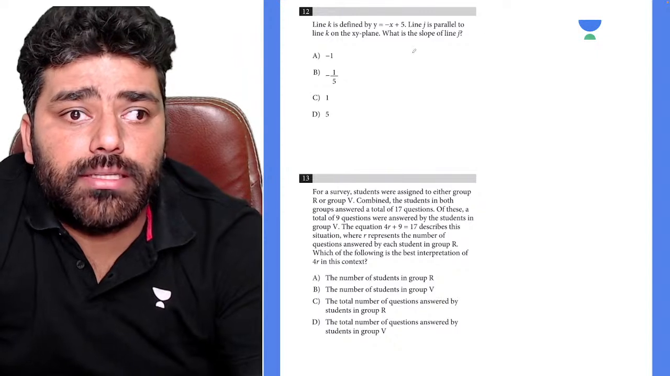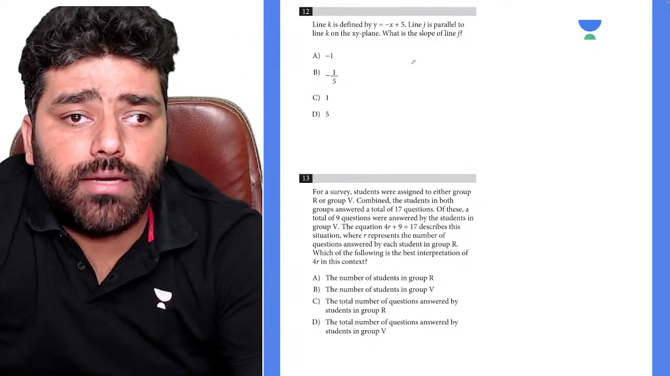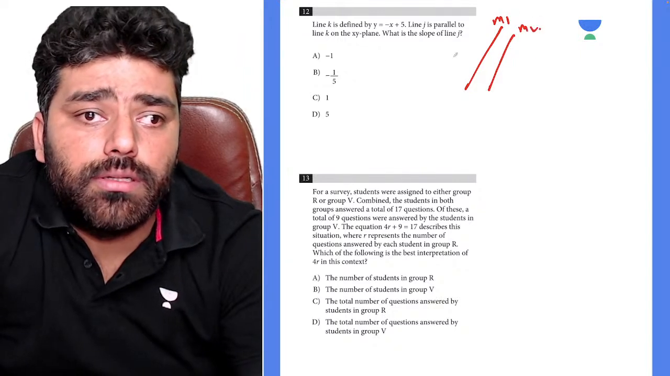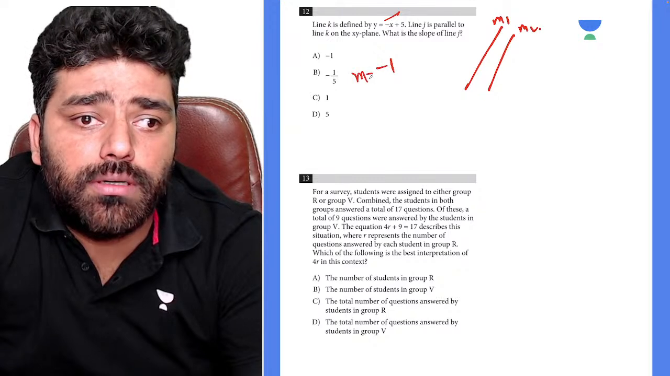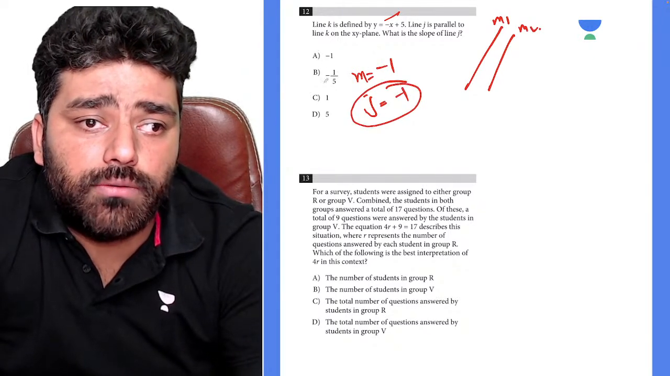Line J is parallel to line K. If you have two parallel lines, their slopes should be equal. So what is the slope of line K? Line K's slope is -1. So what is the slope of line J? Line J's slope is also -1.